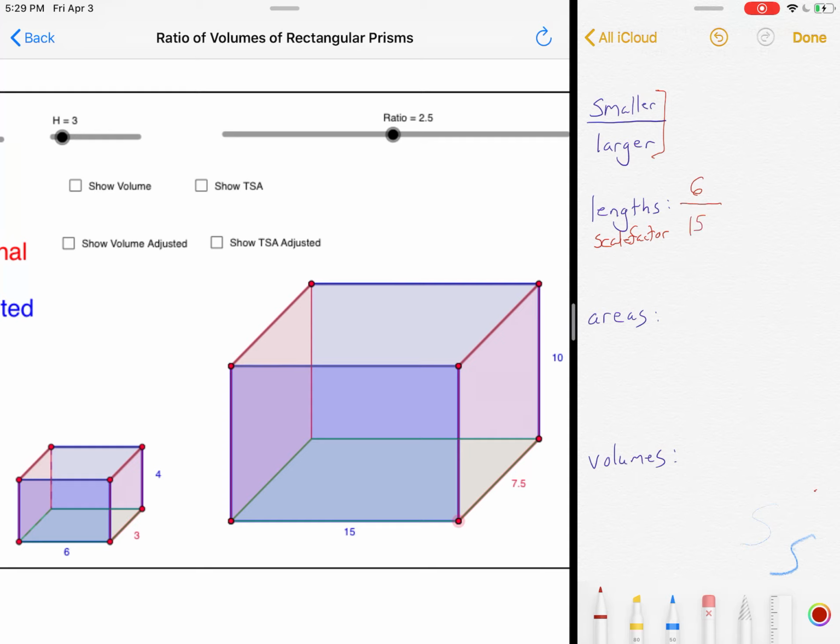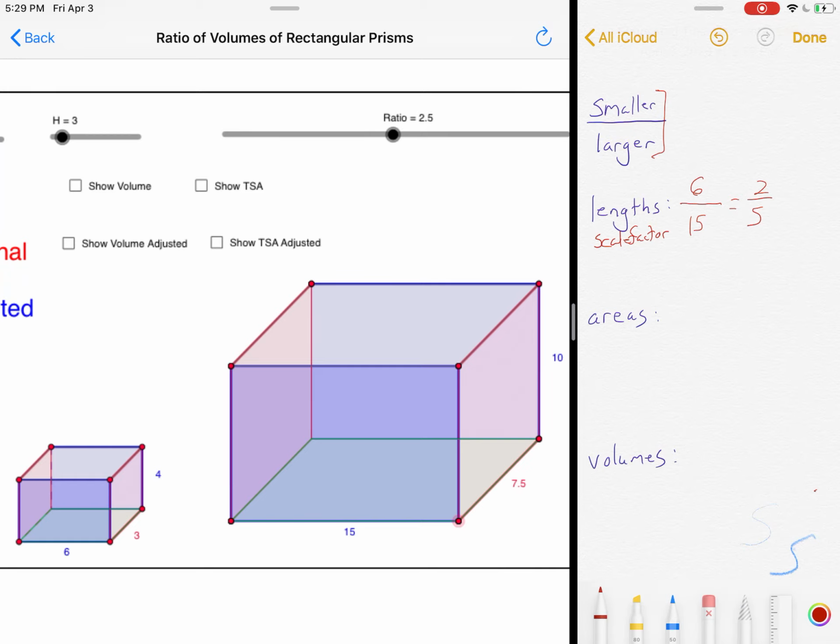And we know when we do ratios, we should reduce them. So both of these can be reduced by 3, and we get 2 over 5. So that is the ratio of lengths. That is our scale factor. Now what we're going to do is look at the ratio of the areas. We could do the ratio of just the faces, the individual faces, which would be fine. In fact, let's go ahead and do that.